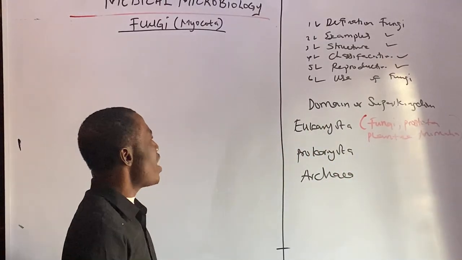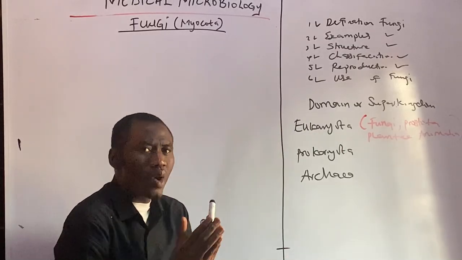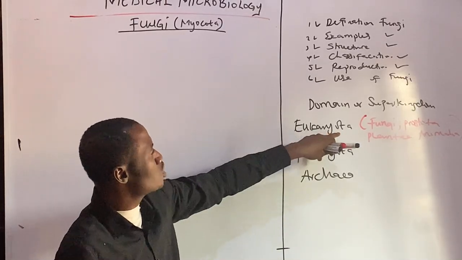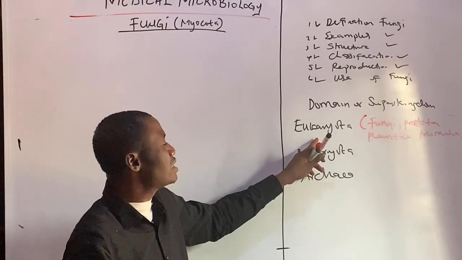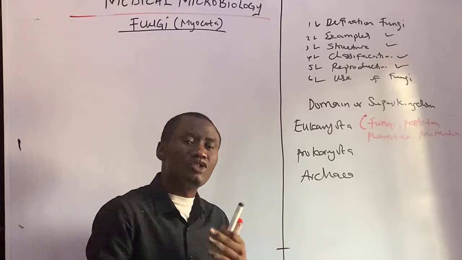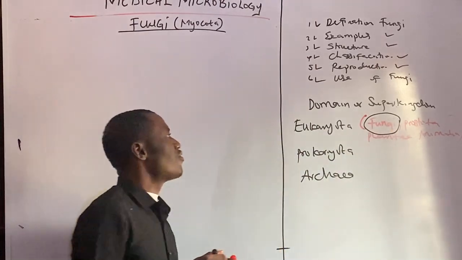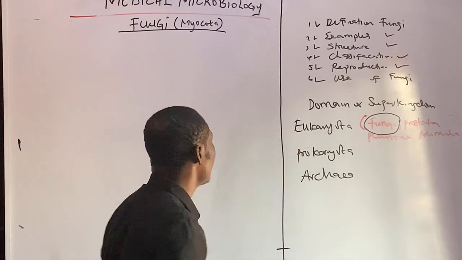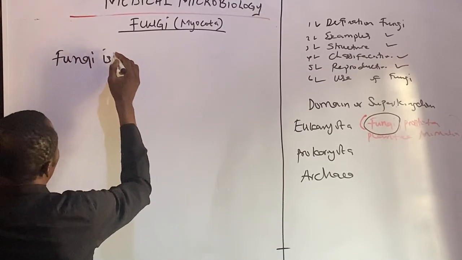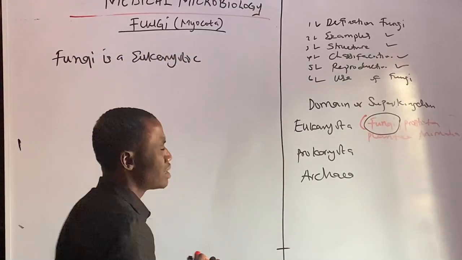All right. Now, for us to define fungi, which is the first thing, we need to examine it based on the domain or the super kingdom. And we find out that it belongs to the Eukaryota, organisms that have a true nucleus and double membranous organelles. Prokaryota are organisms that lack a true nucleus and double membranous organelles. But our focus is on fungi, and we have noticed that it belongs to the Eukaryota. So first, our definition is that fungi is a eukaryotic. That's where we start from, eukaryotic.